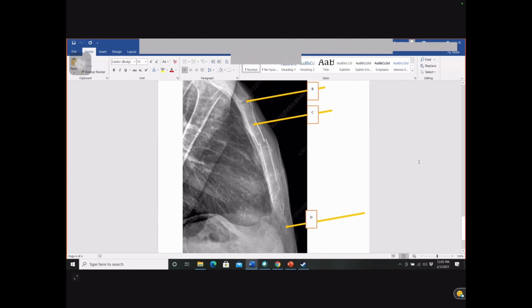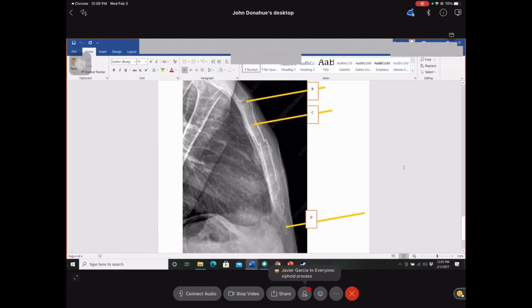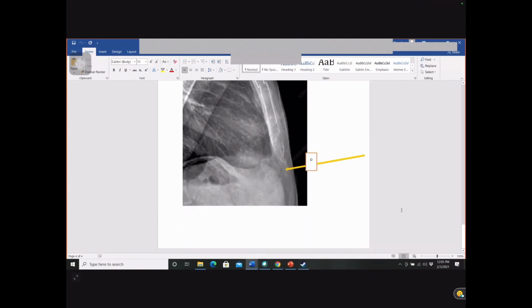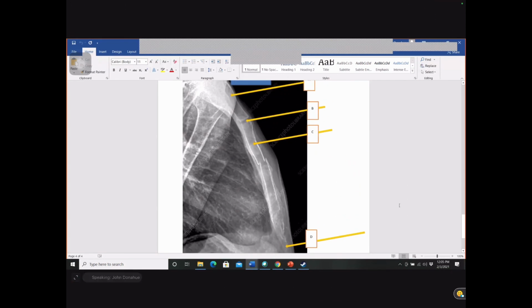Okay. Well, that's going to be the xiphoid process or the xiphoid tip. Thank you, Javier, for texting it. Yes, xiphoid process or xiphoid tip of the sternum. Good. All right, any questions on this last image?